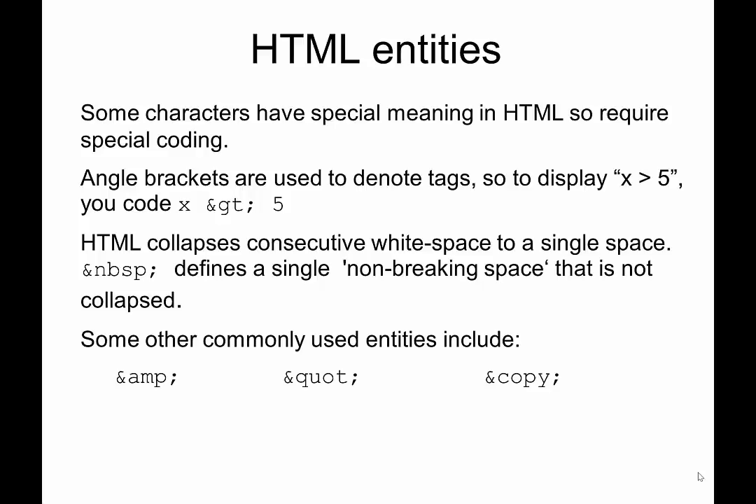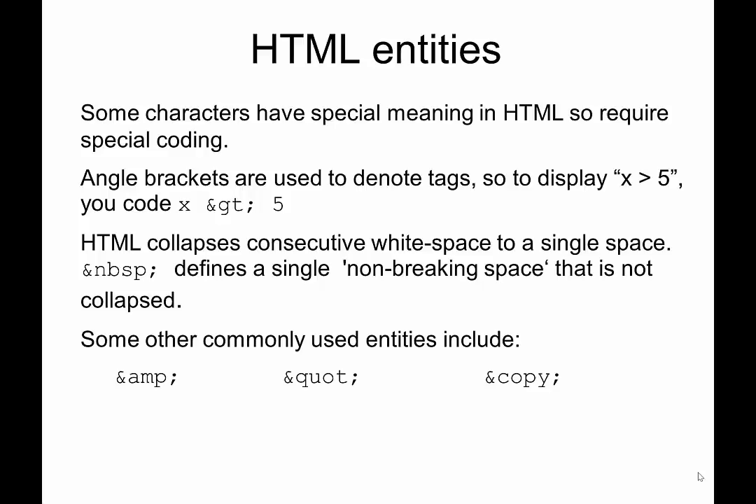Cheers. So sometimes we actually want to put these symbols in, and we have to use what's called an HTML entity or an HTML special character. So, angle brackets. If you want to display "x is greater than 5", we can't use the greater than sign. Instead, we use the code for the greater than sign, which is ampersand GT semicolon. All of the entities start with an ampersand and end in a semicolon. So x, GT, 5, and that gives us the text, x is greater than 5.